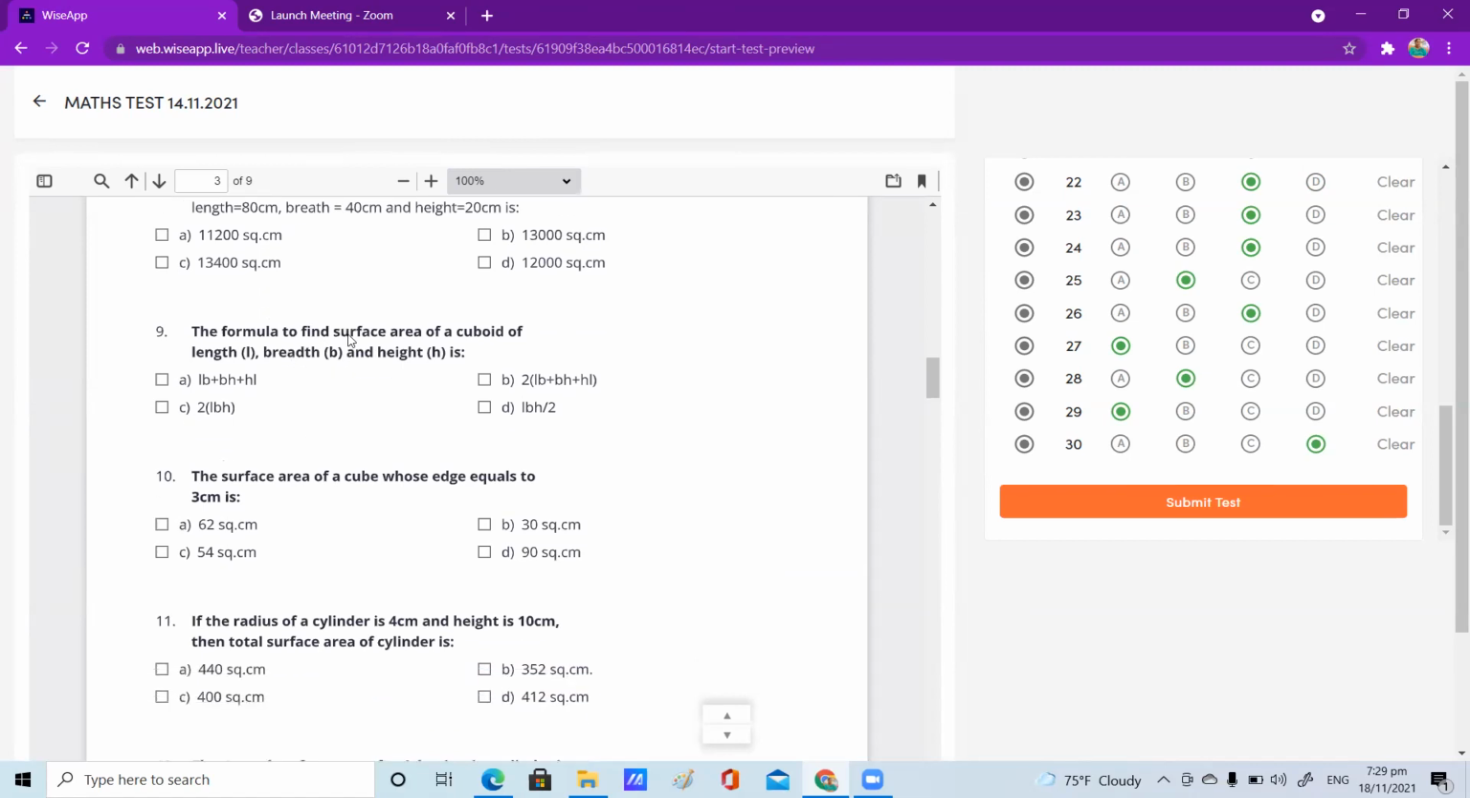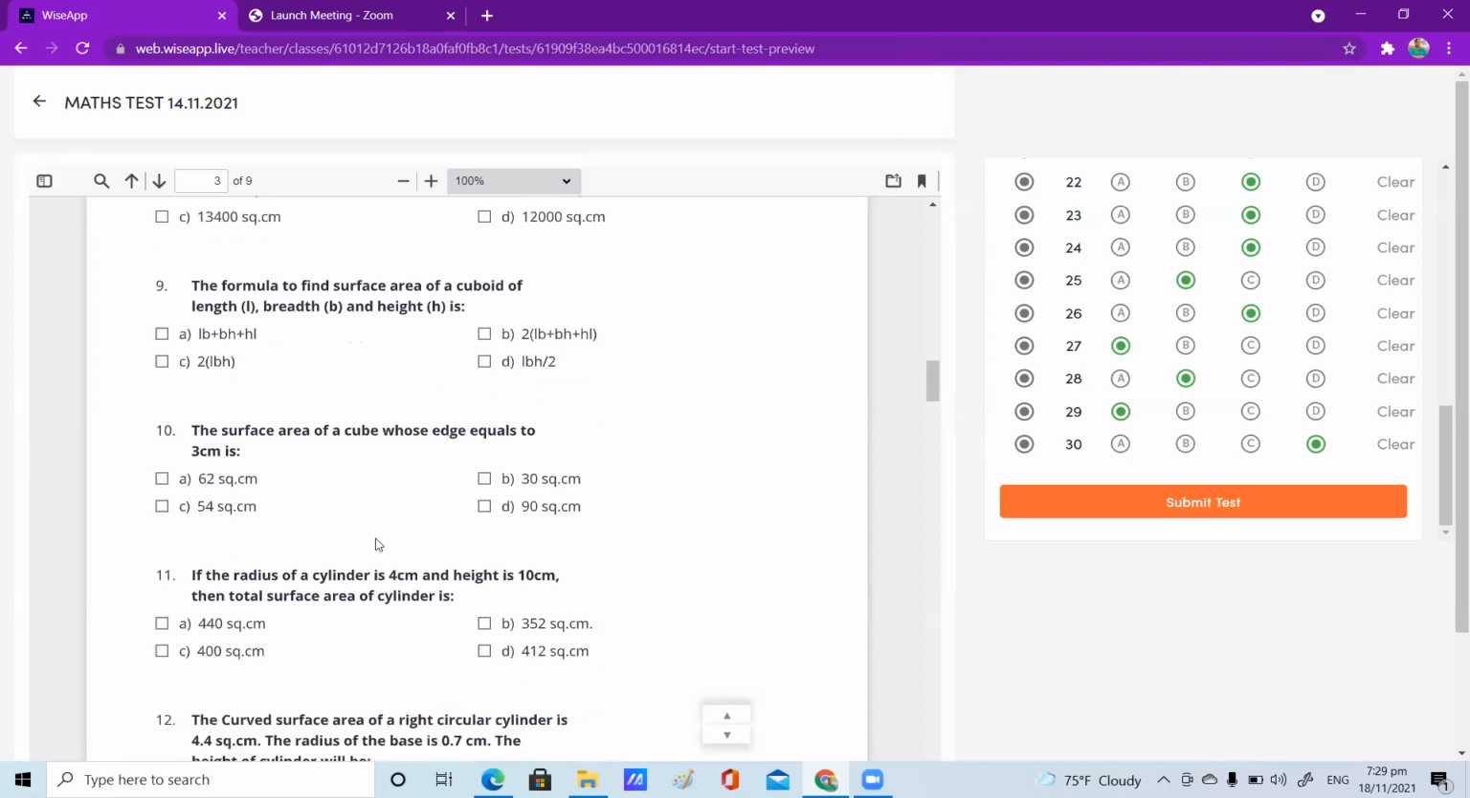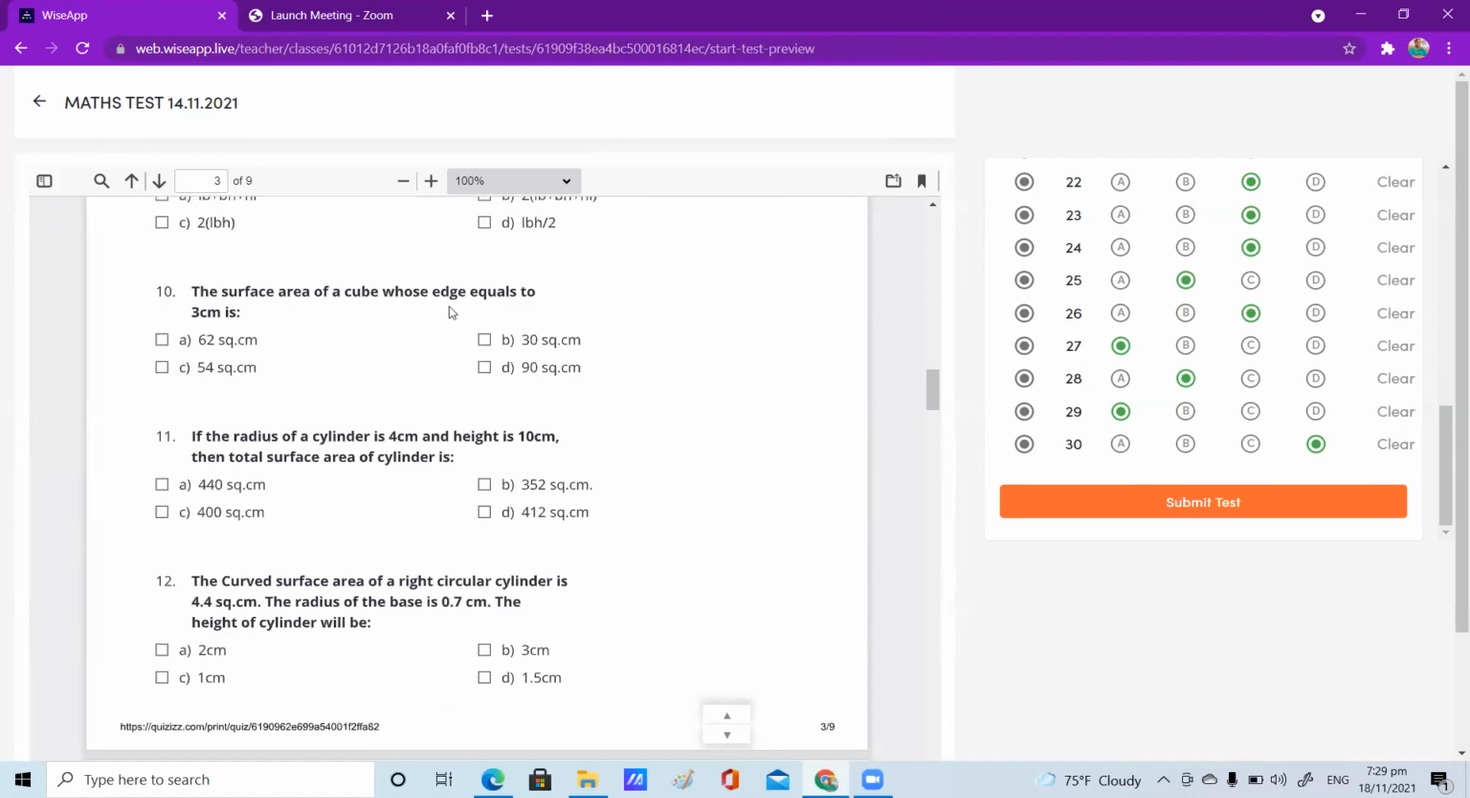Next, the formula to find surface area. Surface area is 2 bracket LB plus BH plus LH, right? The surface area of a cube whose edges are equal to 3 centimeters. Surface area of cube means you can go with 6a square, right, children? Ma'am, it's 54 square centimeters. 3 square into 6, so 9 into 6 is 54.